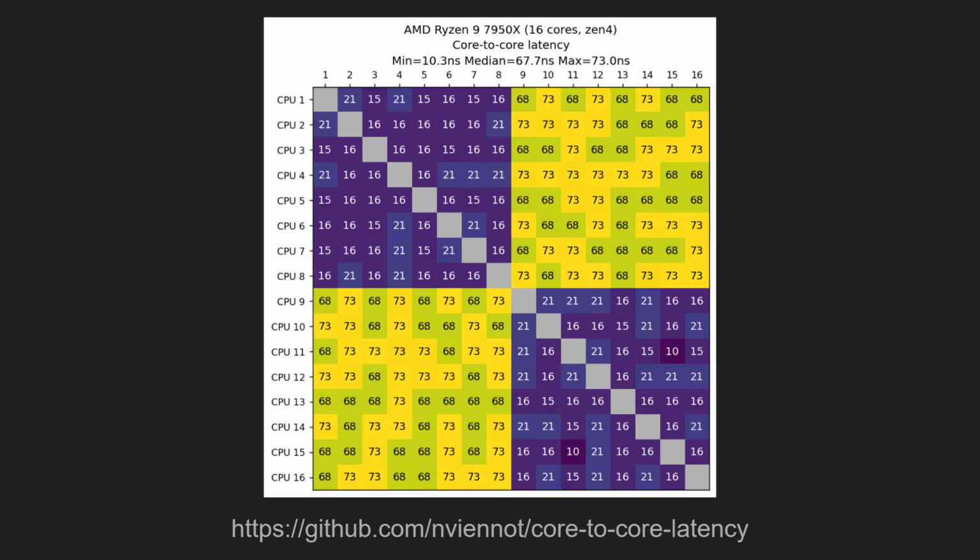I show latencies here for a Ryzen 9 7950X, which is actually composed of 3 chiplets. 2 of the chiplets contain core clusters. So that's what you see here, that there are 2 different sets of cores that have distinct latencies from each other. And the third chiplet contains memory controllers and various other things like that.